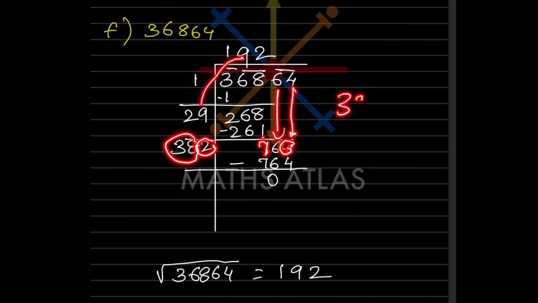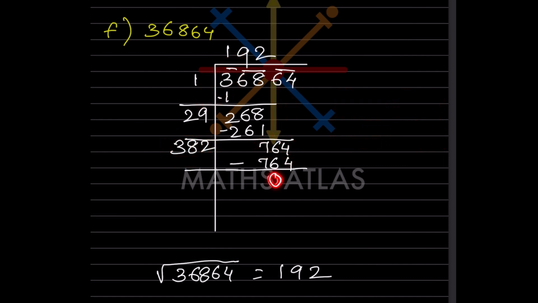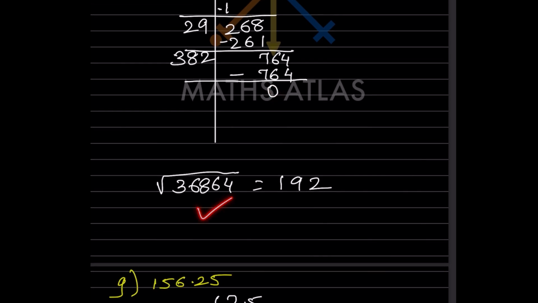So 382, or it should be 388 because 8 8s are 64, but this is going to be a bigger number. So 382 into 2, that is 764. So the remainder is 0. So here the square root of this is 192.